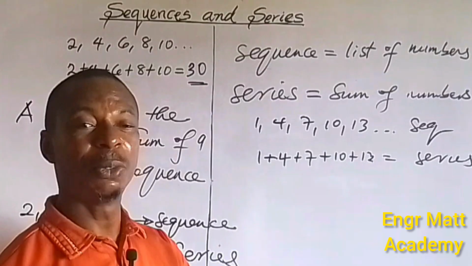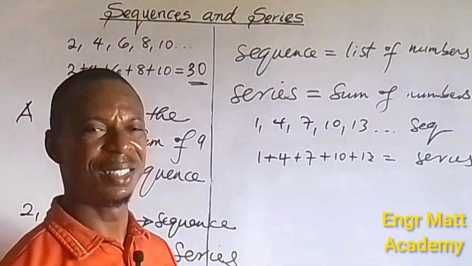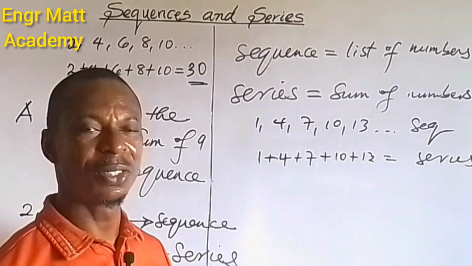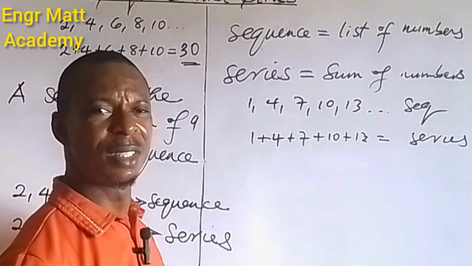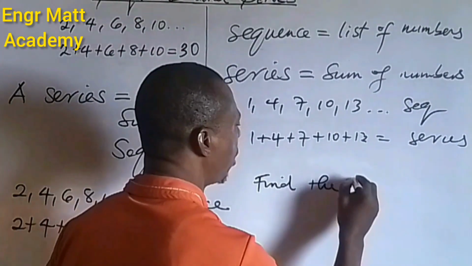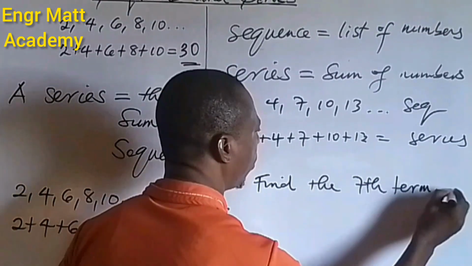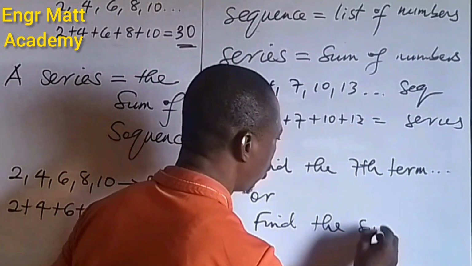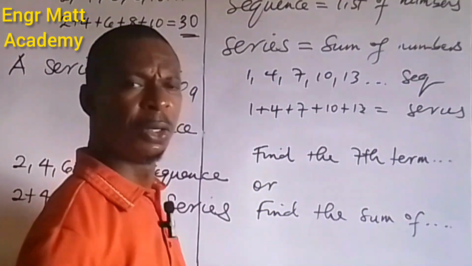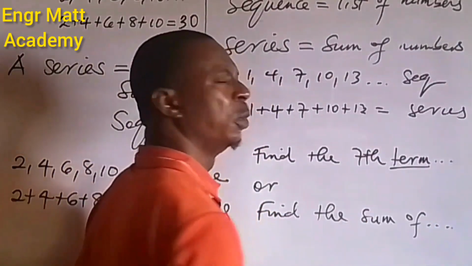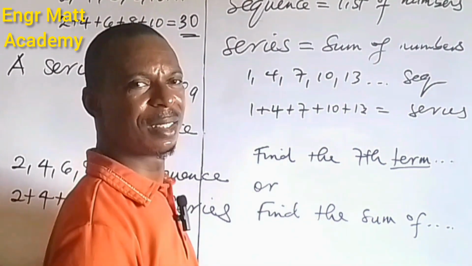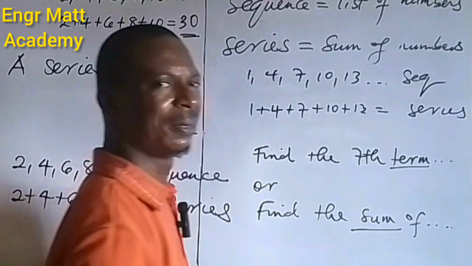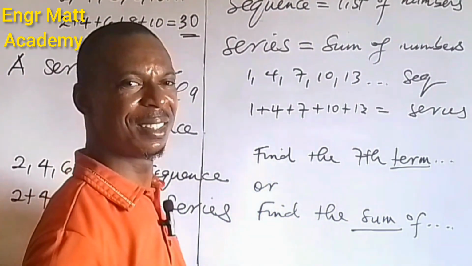Now let's talk about the kind of trap WAEC like to set for students. WAEC will not ask you to define a sequence or a series, but WAEC will say find the seventh term or find the sum of. So when you see the word term, know that you are dealing with sequences. And when you see the word sum, know that you are dealing with series.